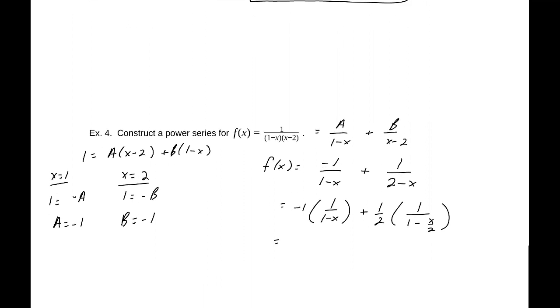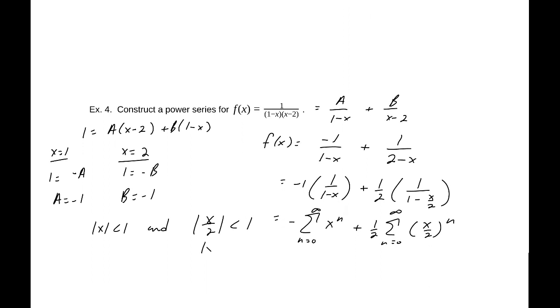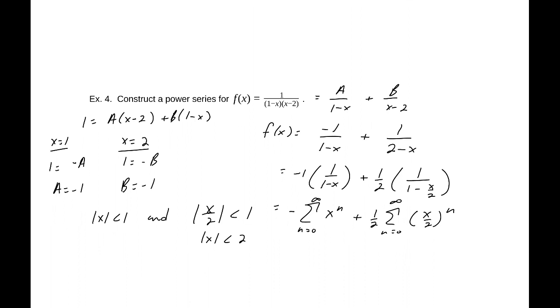Now I can write a power series for that. Negative sum of x to the n plus 1/2 sum from 0 to infinity of x over 2 to the n, as long as the absolute value of x is less than 1 and the absolute value of x over 2 is less than 1. Well, this is the absolute value of x is less than 2. So this is only valid as long as we are less than 1. So absolute value of x is less than 1.